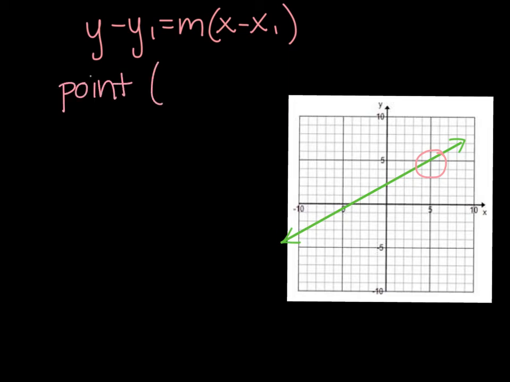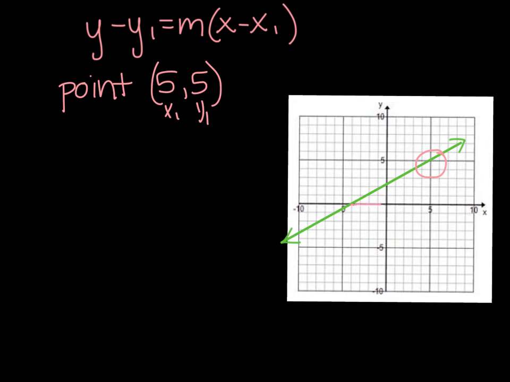So it looks like we could use the point 5, 5. So there's our x1, y1. Okay, and then again, I could make my slope triangle. I could try to use this point and see if I can find another point on the line. This looks like one right here.